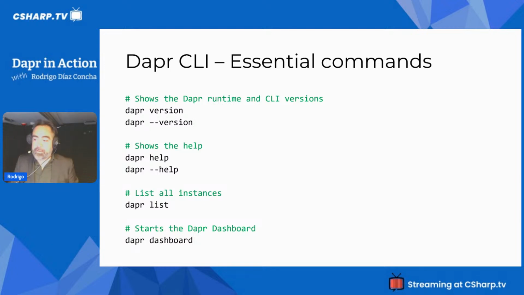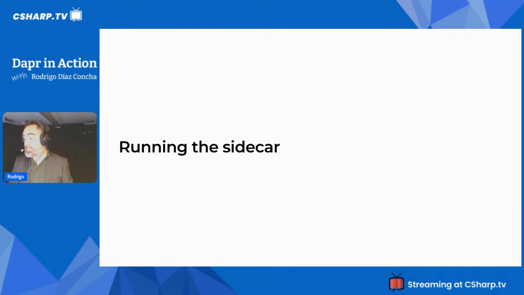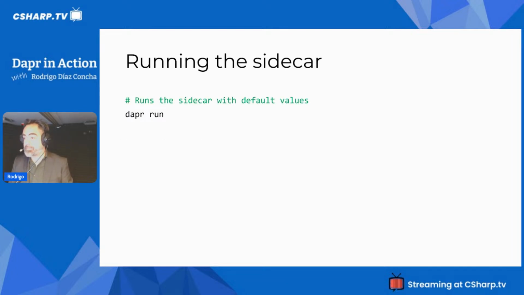So Dapr version for showing the Dapr runtime and CLI versions, and Dapr help, Dapr list for showing all the instances that are running, and Dapr dashboard. We've seen those commands already in this series. So yes, Dapr is fantastic, but of course it's not a programming language. It's a framework. It's a hosting environment, and there is a series of different components.